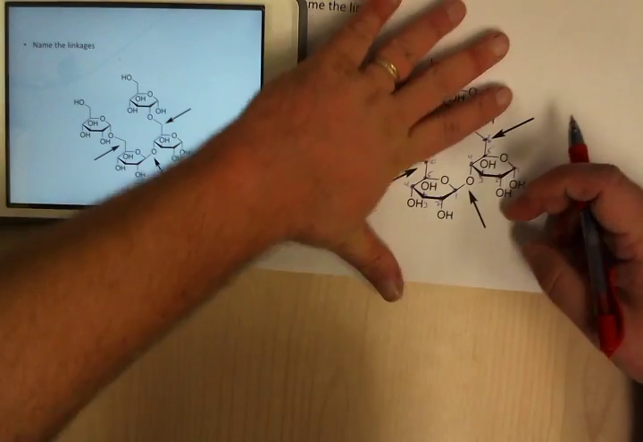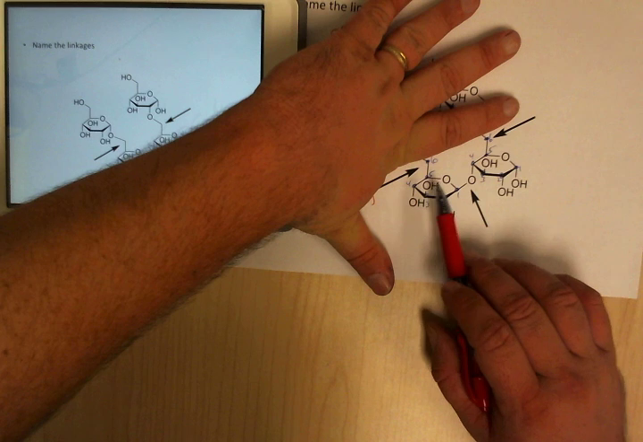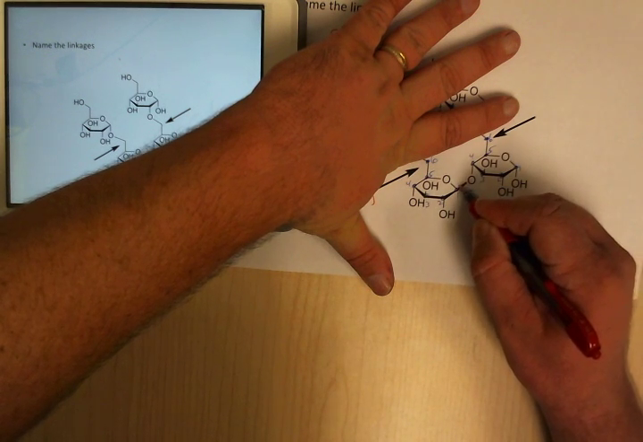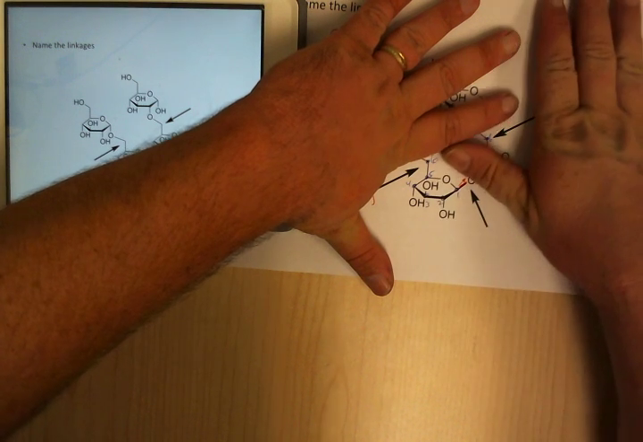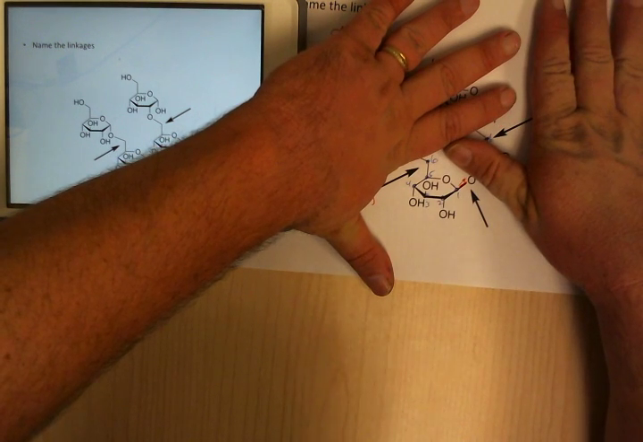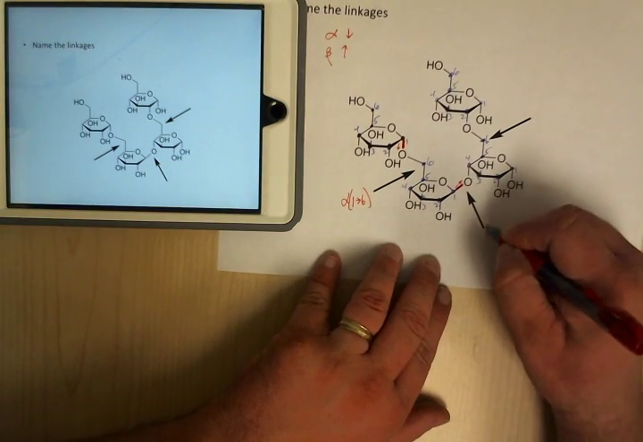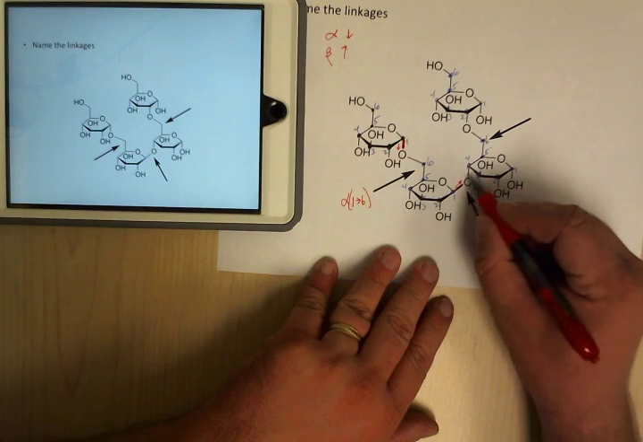Okay, for this one here, we only care about these two. This is left, this is right. Okay, this one's going up, so like that. So you can actually just cover that up. So that's going up. So that's going to be beta. It's going from carbon 1 to carbon 4.